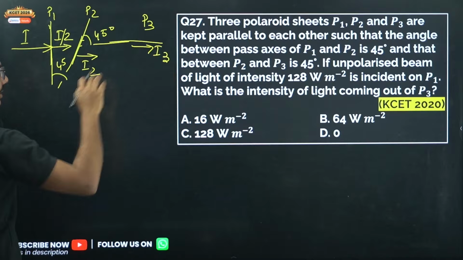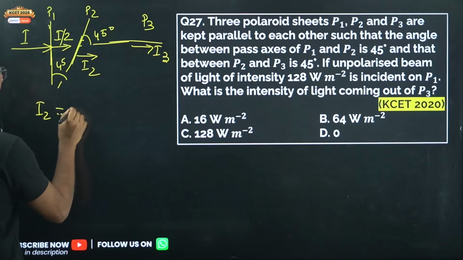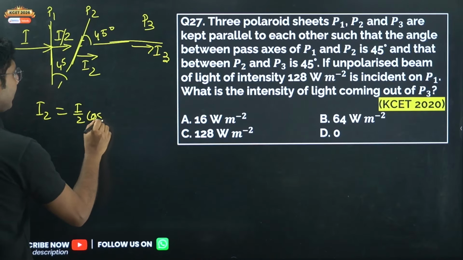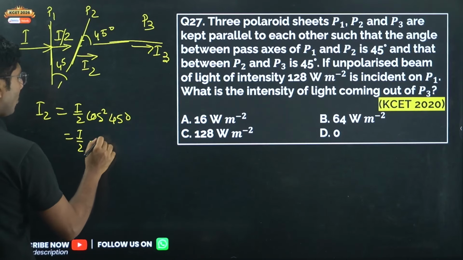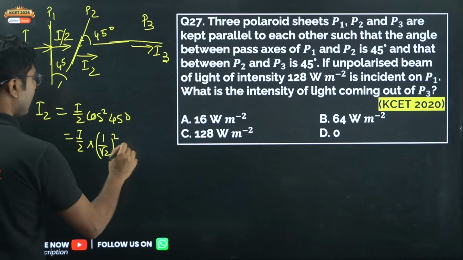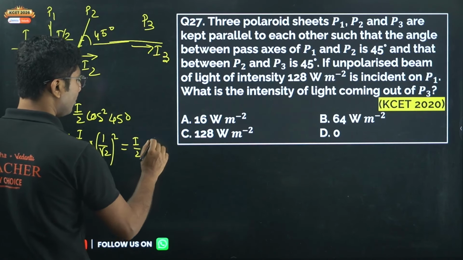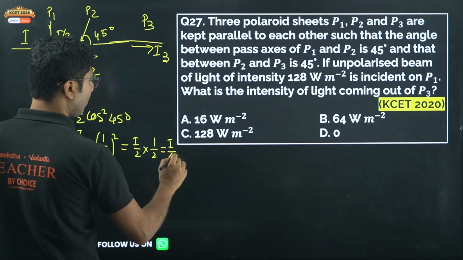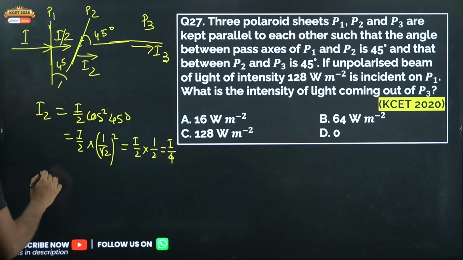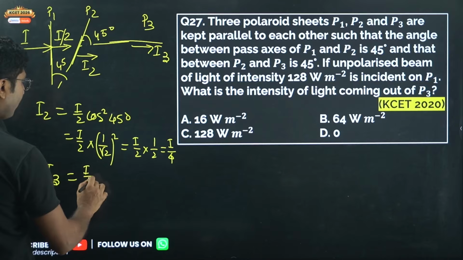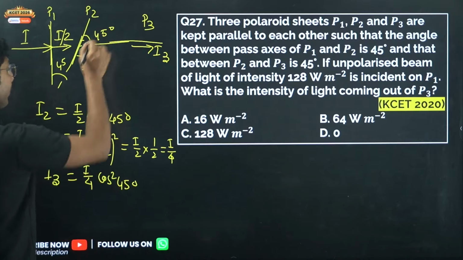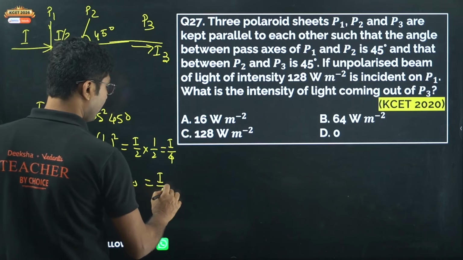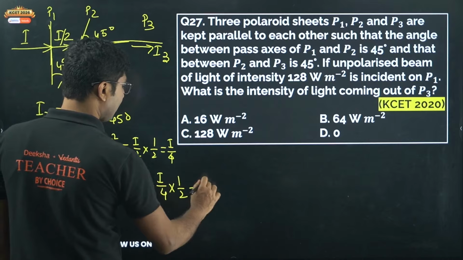So what will be the intensity I2? I2 will be I by 2 cos square 45 degrees, right? So I by 2 into 1 by root 2 whole square, that is I by 2 into 1 by 2, that is I by 4. So this is the intensity of the light I2. What about I3? I3 is I by 4 into cos square 45 degrees again, right? This angle is also 45 degrees, so we get I by 4 into half, that is I by 8.